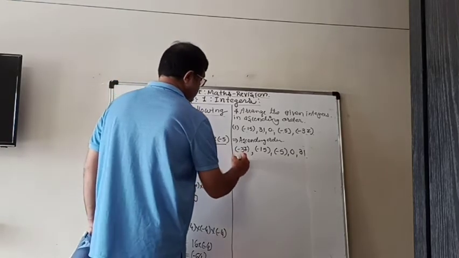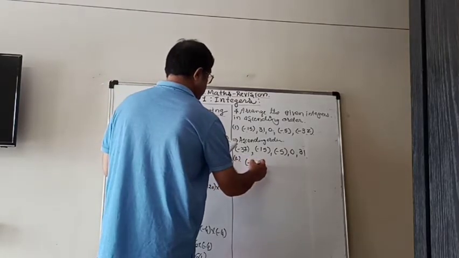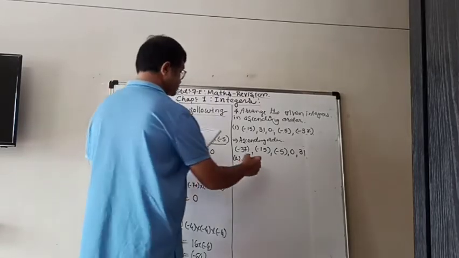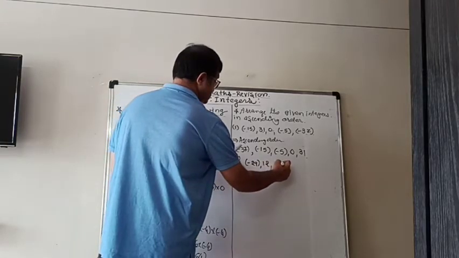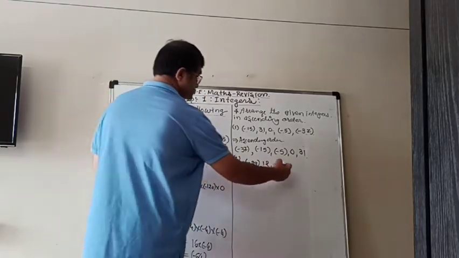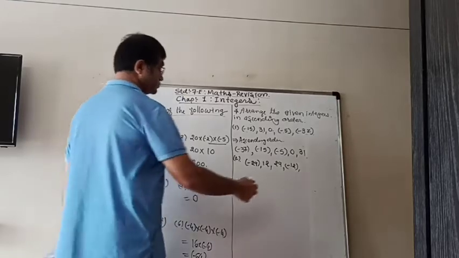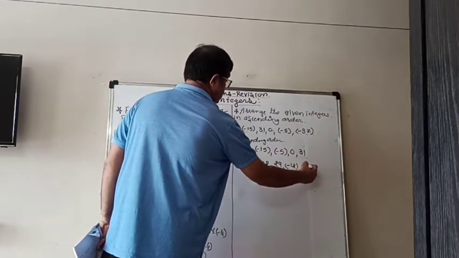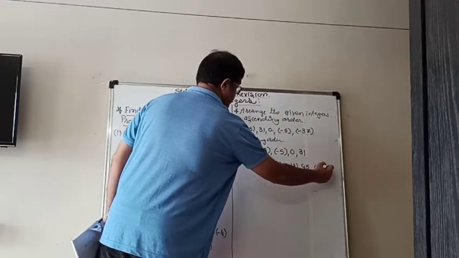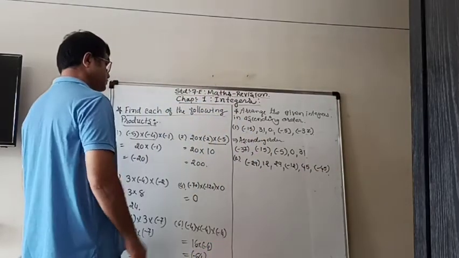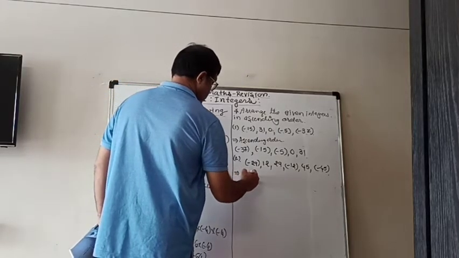That is very important. Let's take another one: -29, 12, 29, -12, 45, -45. So, ascending order.